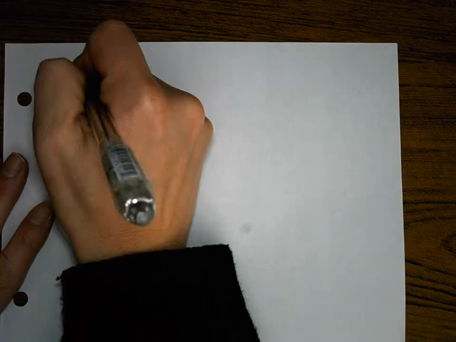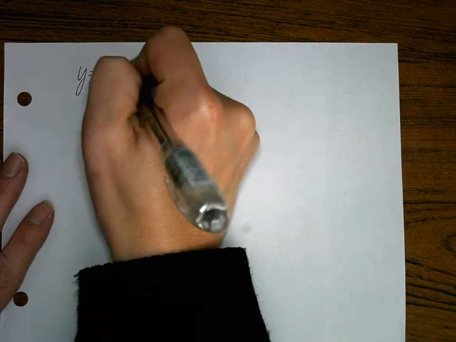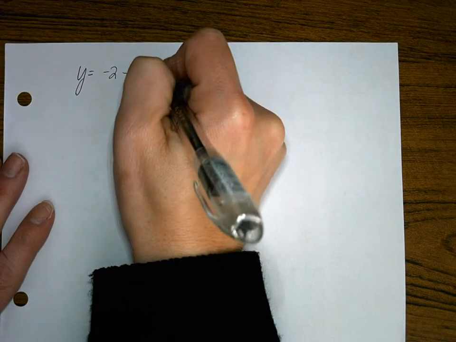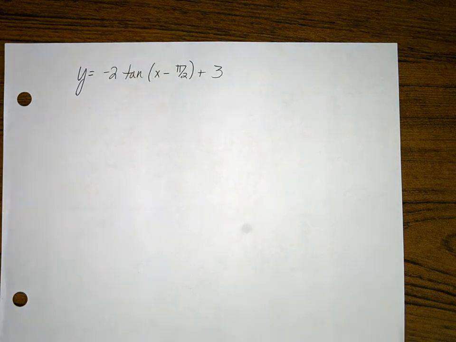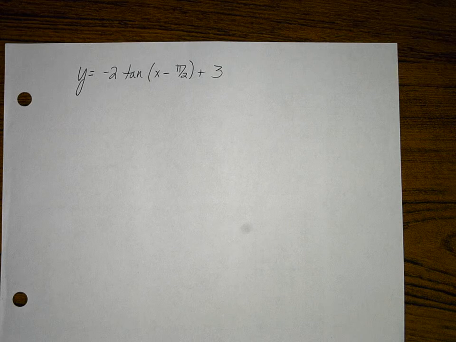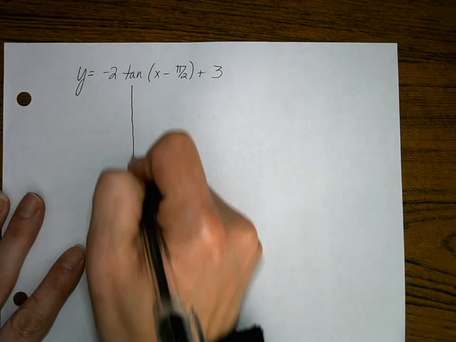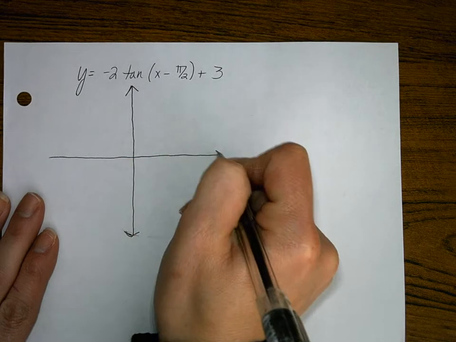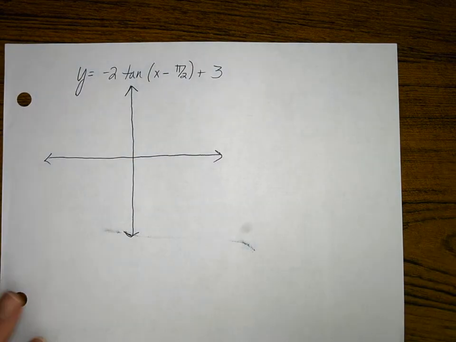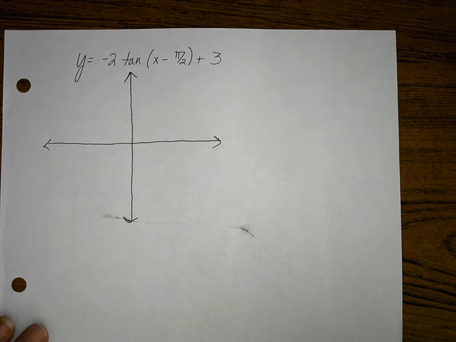All right, the situation that I want to look at today is y is equal to negative 2 tangent of the quantity x, subtract pi over 2, plus 3. Very close to the one that is in your notes, but just a little bit different with the plus 3 in the back. All right, now, I really want to make sure that when I draw my graph, I give myself plenty of room. Remember, I'm moving these around, so I can never be sure where it's going to move or how far it's going to move.